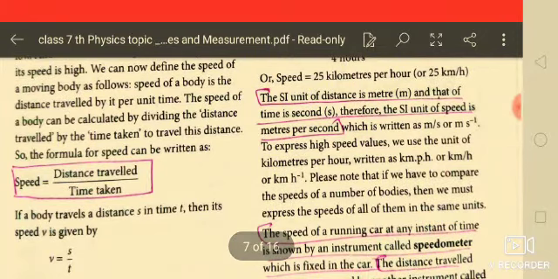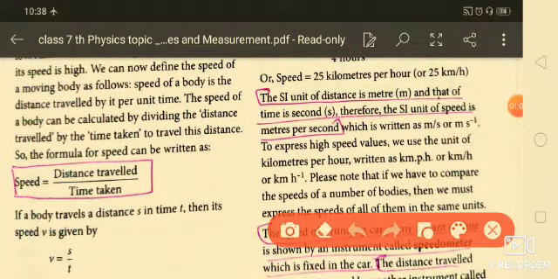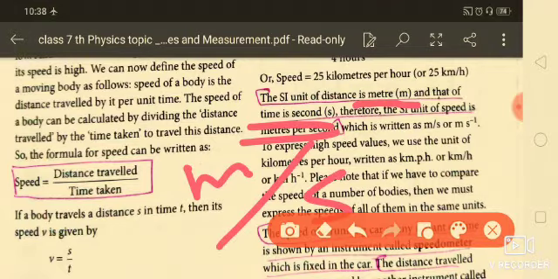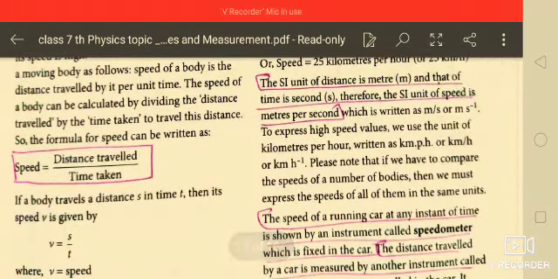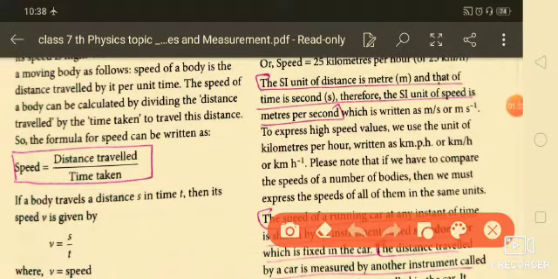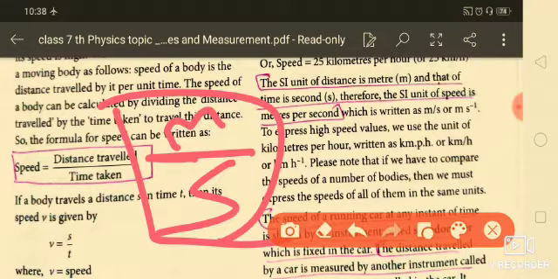Okay. Now what is the SI unit? SI unit is very important in physics. Students, the SI unit of distance is meter, and that of time is second. So its unit is meter per second. Okay. Have you got it? See here. This is the SI unit of distance traveled, that is meter, and the unit of time taken, that is second. So its unit is meter per second.